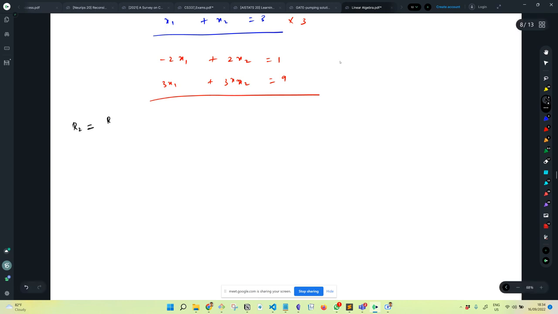I can do R2 equals R2 plus 3 by 2 R1. What will happen if I do that? When I multiply by 3 by 2, I'll get 2x1 plus 9 by 2 x2 equals 27 by 2. Now I can add R1 and R2. Then x1 will get cancelled, and what I will get is 2 plus 9 by 2, which is 13 by 2, so 13 by 2 x2 equals 27 by 2. Is it 27 or 26? Yeah, 27.